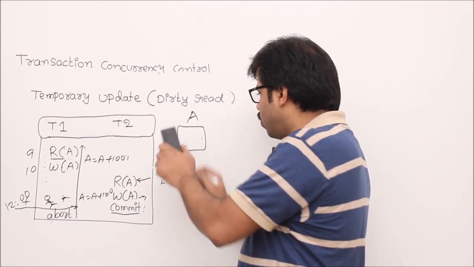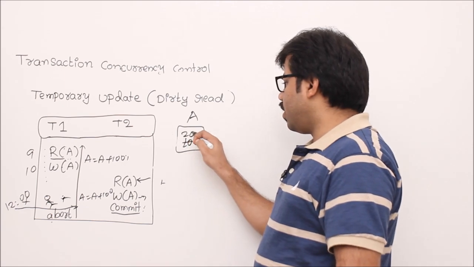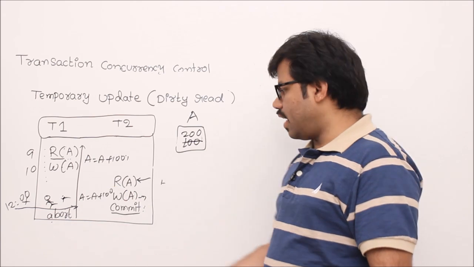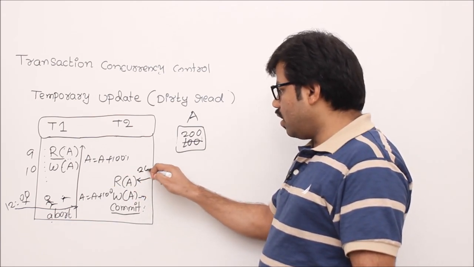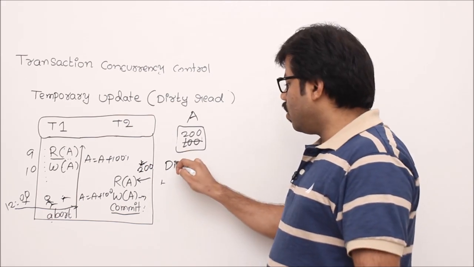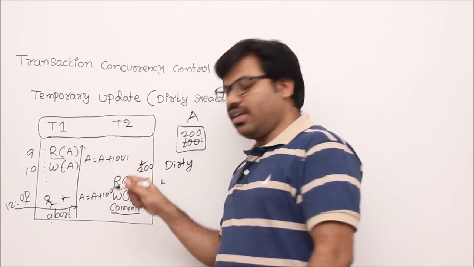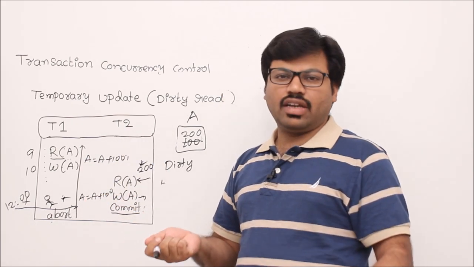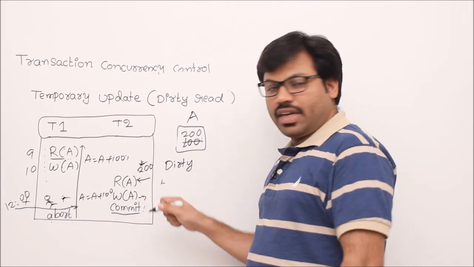So for T1, example, read of A. What was the initial value? 100. Then T1 updated it to 200. But it is temporary because it is going to be cancelled, right? In this scenario, whatever T2 read, which is 200, is wrong. First of all, let me mark it. It is called dirty read. Why is it dirty data? The reason is that the data which you have taken is not finalized. T1 has not yet decided whether to permanently store the data or not. Such data you have taken and you are updating.